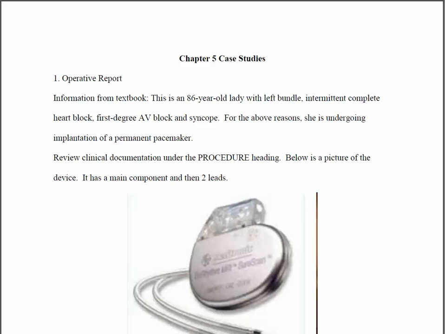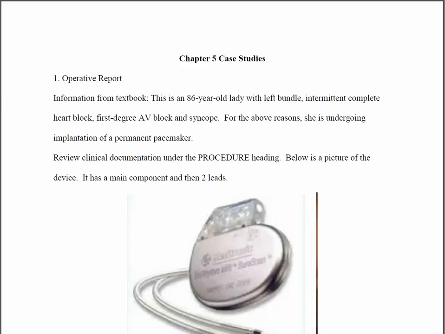Professor Williamson. This is a presentation to go over the two case studies found at the end of chapter 5. The first one is an 86-year-old lady with a left bundle intermittent complete heart block, first degree AV block, and syncope. She's coming in for an implementation of a permanent pacemaker.